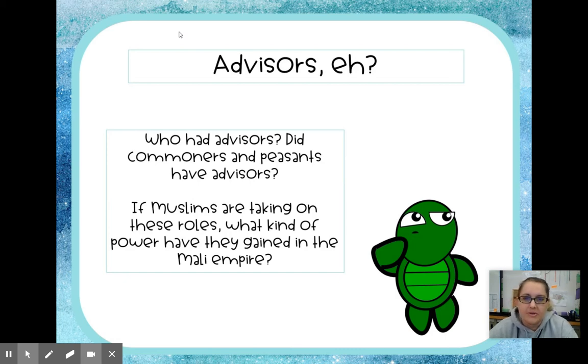So for example, in terms of education, if a leader of Mali is trying to decide what the children in his kingdom will be taught, and he has a Muslim advisor that says, hey, why don't we teach all the children about Islam? Then you can see that that Muslim advisor has now affected what those kids are being taught. All right. So try to think of some other areas other than education where these Muslim advisors might have made an impact on the city or the kingdom of Mali.